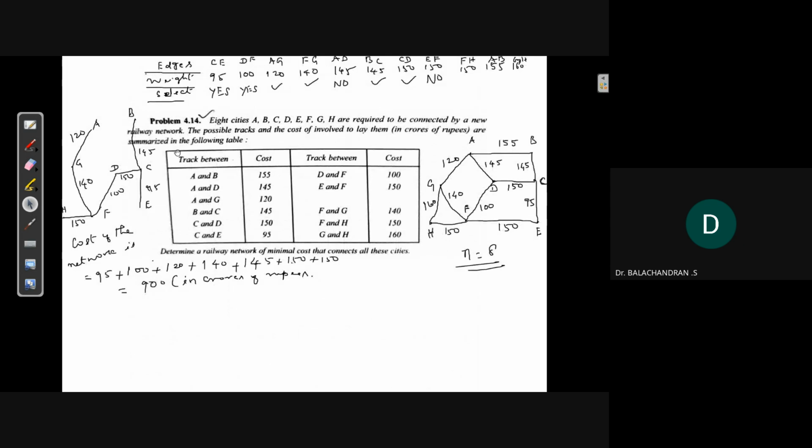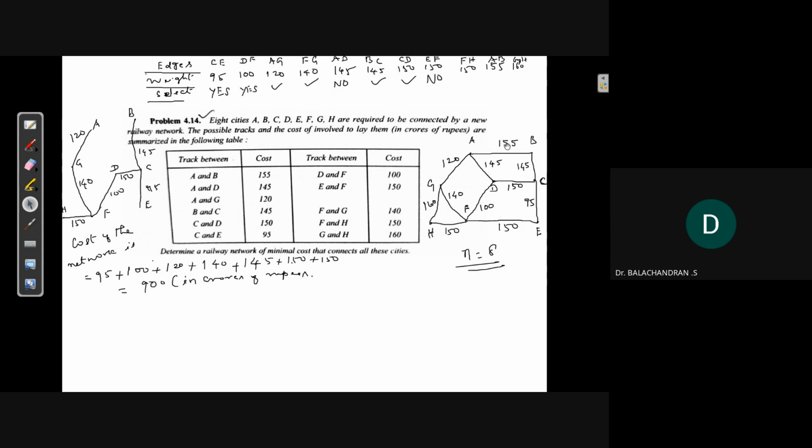Here, I read the problem. 8 cities A to H are required to be connected by a new railway network. The possible tracks and the cost involved to lay them, in crores of rupees, are summarized in the following table. Track between A to B, and their cost. There is no space for a diagram here, that's why they write it like this. Determine a railway network of minimal cost that connects all these cities.